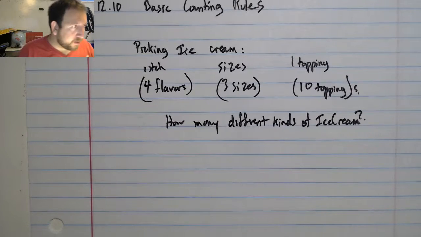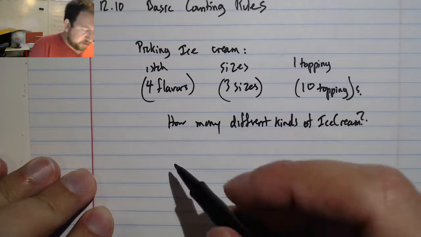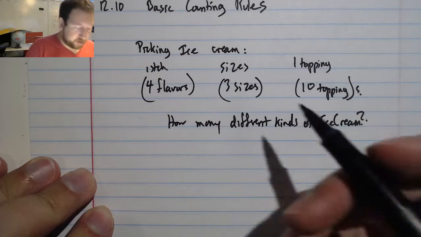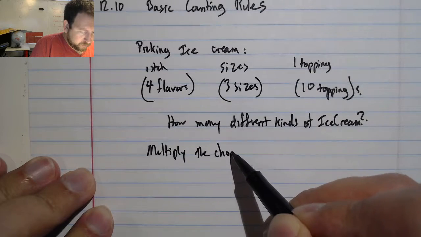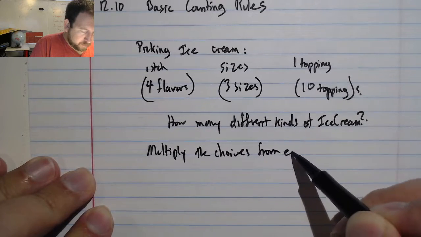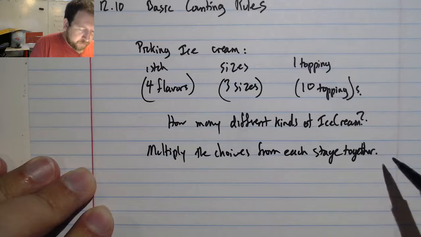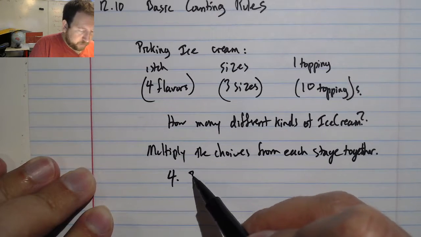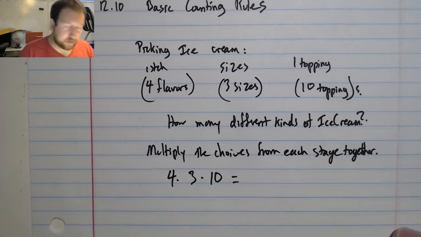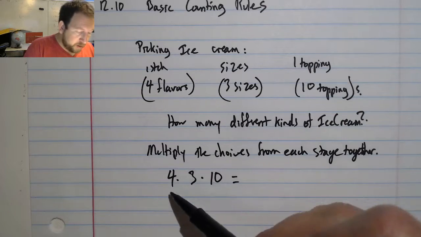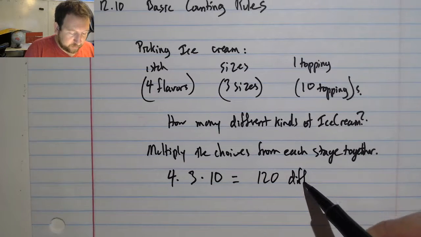Well, for this, we would use this counting principle. We talked about this before, and it basically just says that we multiply all the choices from each stage together. So in this case, it would simply be 4 times 3 times 10. And this would give us the total options from this ice cream that we could possibly make. And all of them would be different. 4 times 3 is 12, and 12 times 10 is 120 different kinds.